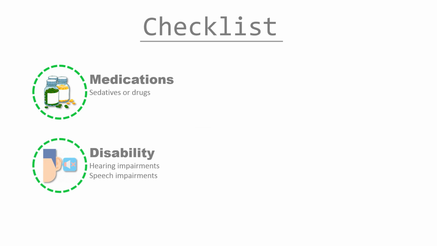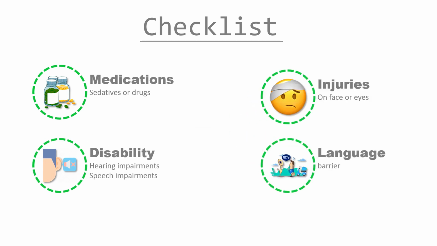Check if the patient has taken any medications that may alter the response, such as sedatives or drugs. Check for any hearing or speech impairments. Check if the patient has any injury on the face or eyes, or in the areas of the body where the painful stimulus is likely to be applied. Check for any language barrier.